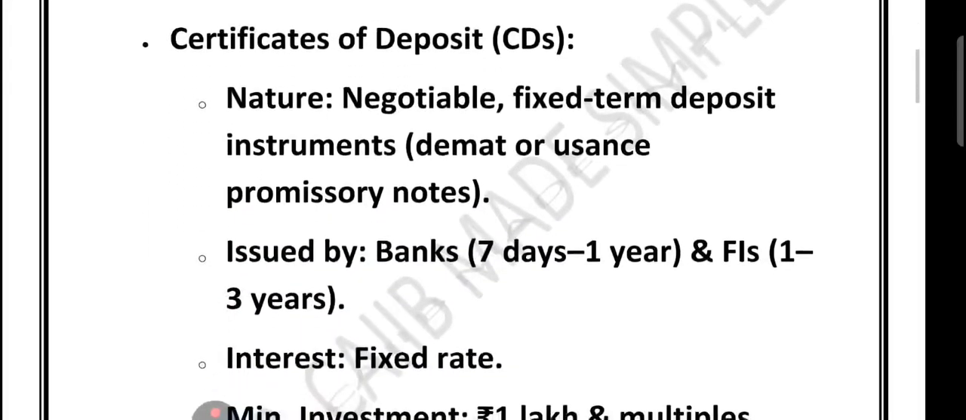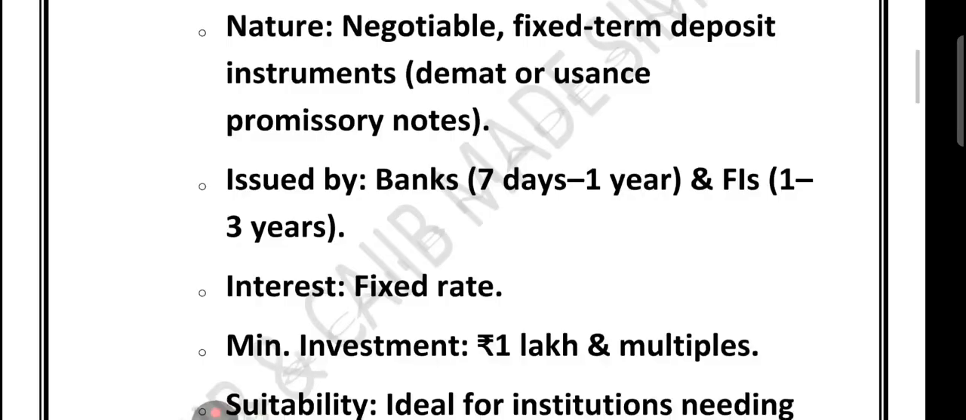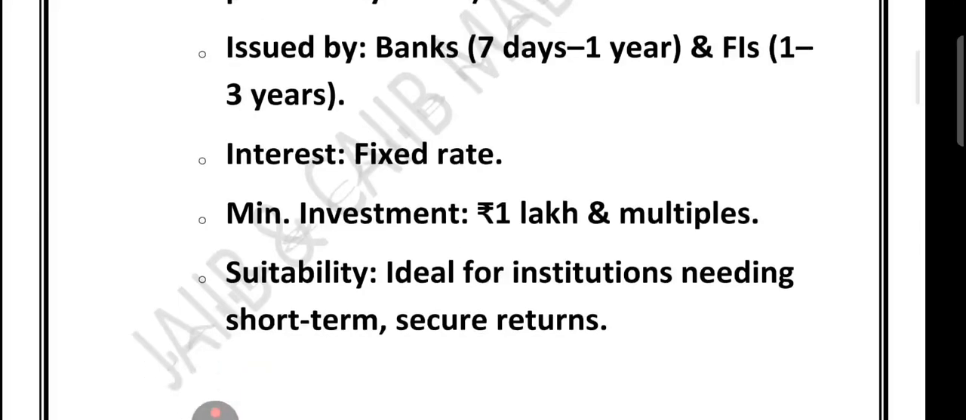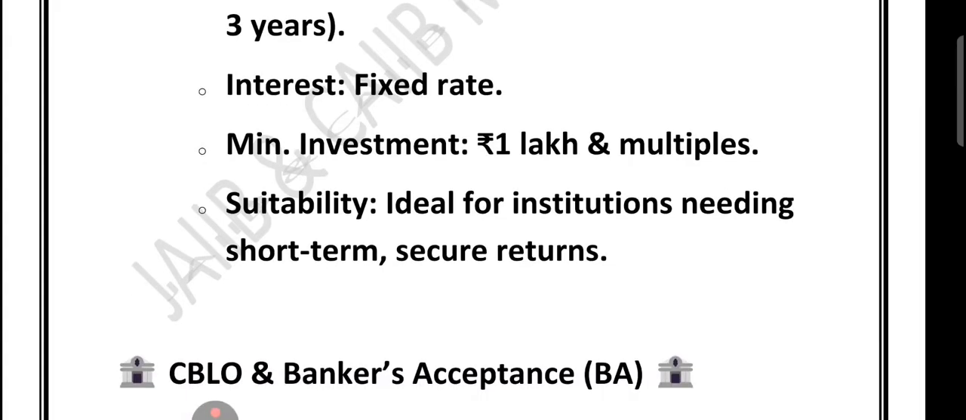Now let's look at the CD, or certificate of deposit. These are negotiable deposit instruments, which means they can be transferred and traded before maturity. They are issued by banks for 7 days to 1 year, and by financial institutions for 1 to 3 years. CDs offer a fixed rate and the minimum investment amount is 1 lakh rupees and multiples thereafter. They are ideal for institutions or investors who want short-term, secure and fixed return.